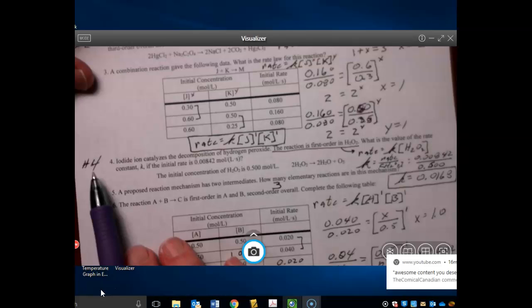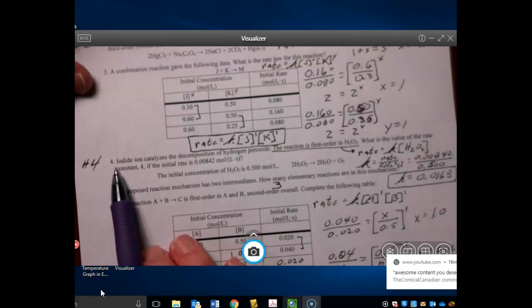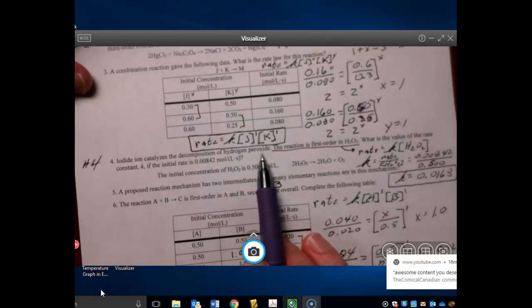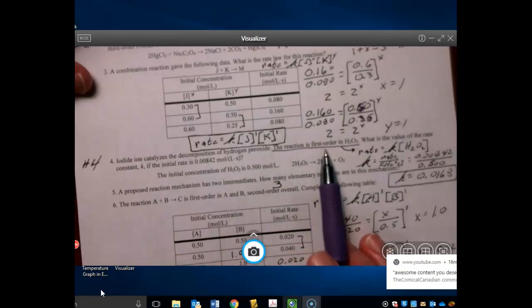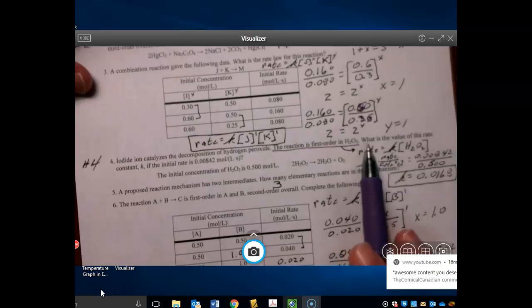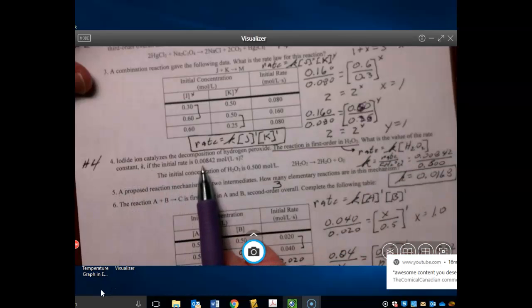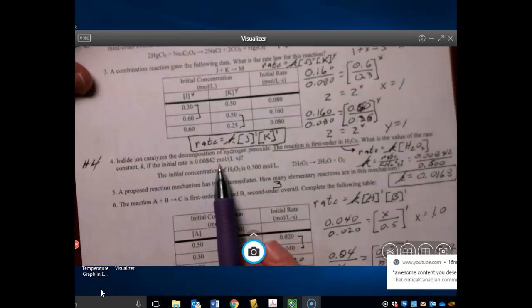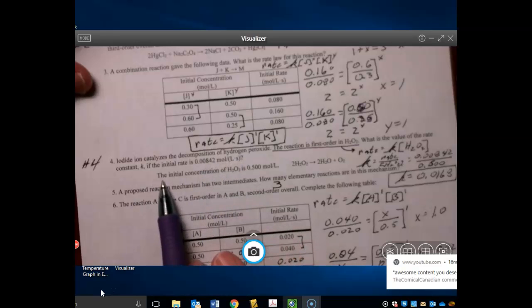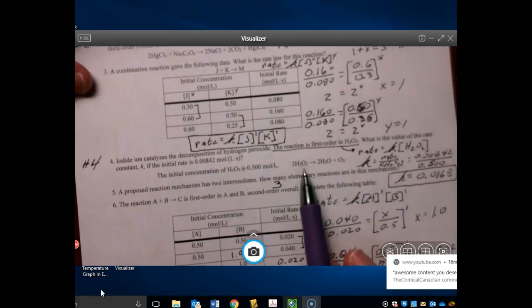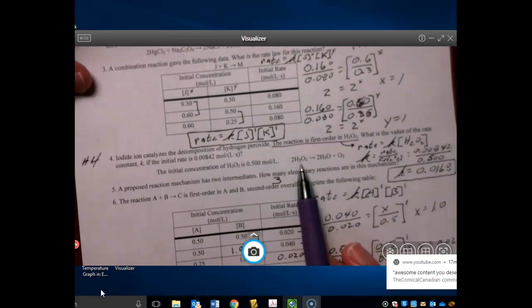And then the fourth question you had was, iodide ion catalyzes the decomposition of hydrogen peroxide. The reaction is first order in hydrogen peroxide. What is the value of the rate constant K if the initial rate is 0.00842 moles per liter seconds? And then they gave you the initial concentration of H2O2 is 0.5 moles per liter. So this is the reaction. There's only one reactant. They told you it was first order, which gives you the rate law.